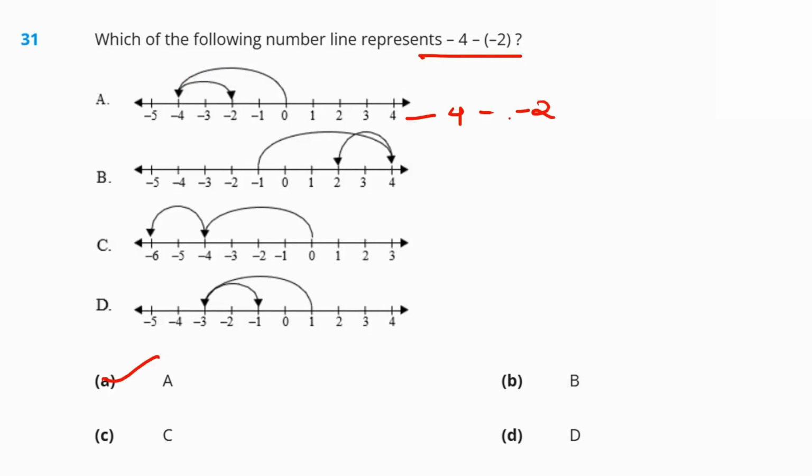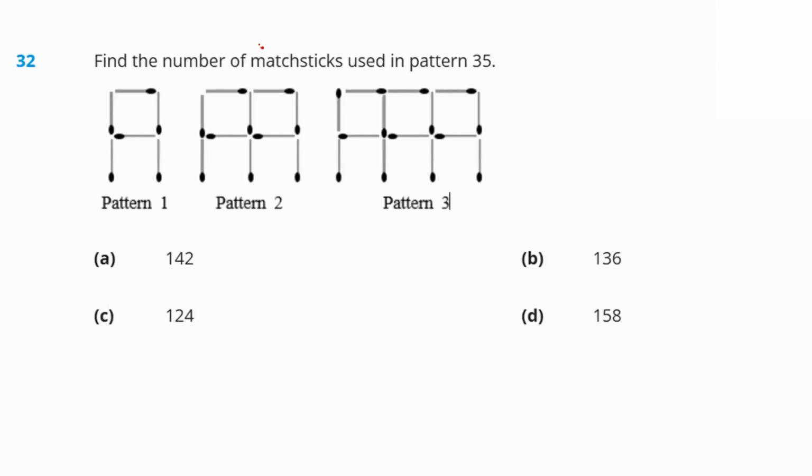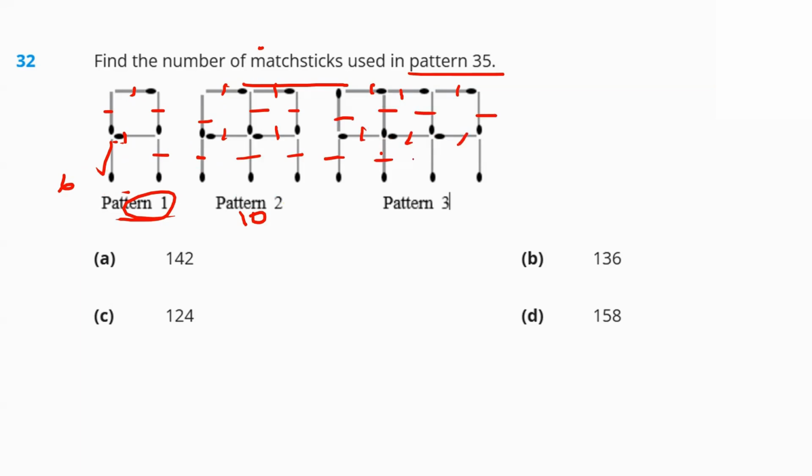Next, question number 32. Find the number of matchsticks used in the 35th pattern. What is the pattern over here? First, we need to derive the pattern. See, in pattern 1, how many matchsticks are used? 1, 2, 3, 4, 5, and 6. In pattern 2, 1, 2, 3, 4, 5, 6, 7, 8, 9, and 10. That means 4 extra. 1, 2, 3, 4, 5, 6, 7, 8, 9, 10, 11, 12, 13, 14. Again 4 extra. Again 4 extra.